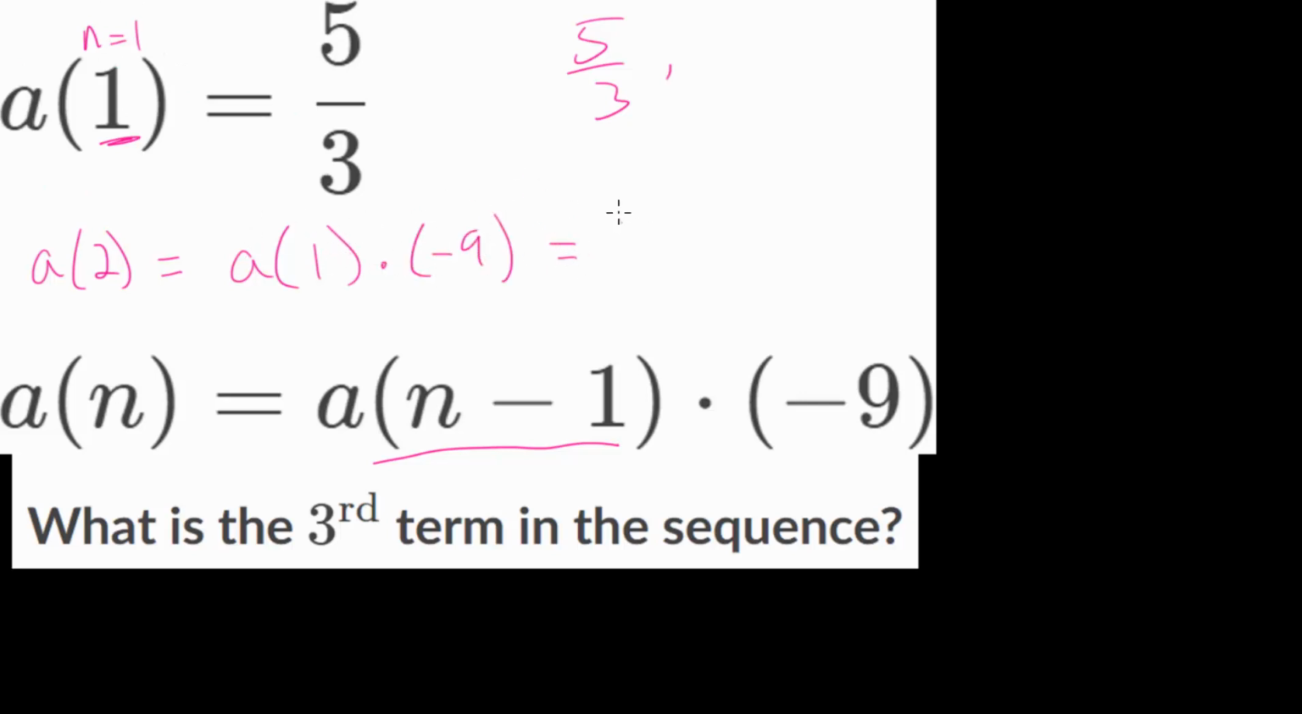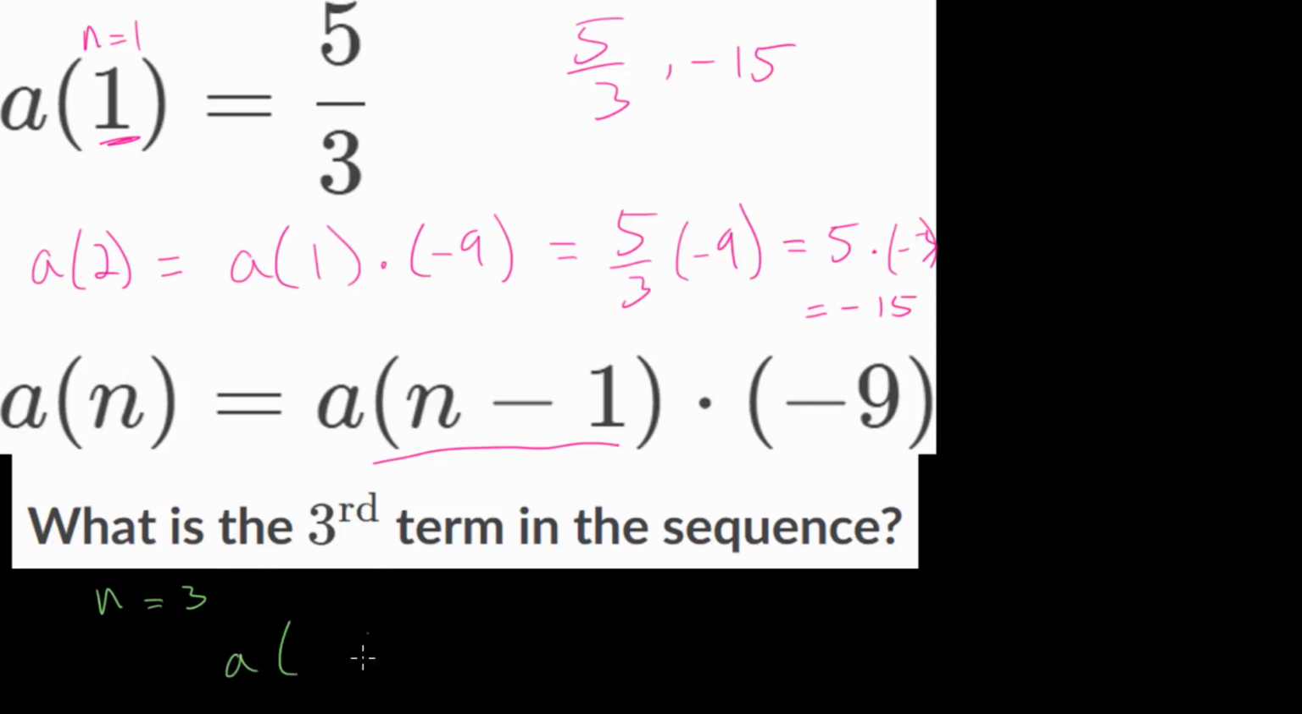Now we can use this information, and we'll multiply that by negative 9. So we take our first term, which we know is 5/3, and multiply that by negative 9, and this will give us the second term in our sequence. And 5/3 multiplied by negative 9, well, we can divide negative 9 by 3, so that we get 5 multiplied by negative 3, which will simplify to negative 15. So now we know the second term, and from the second term, we can use that information to figure out the third term.